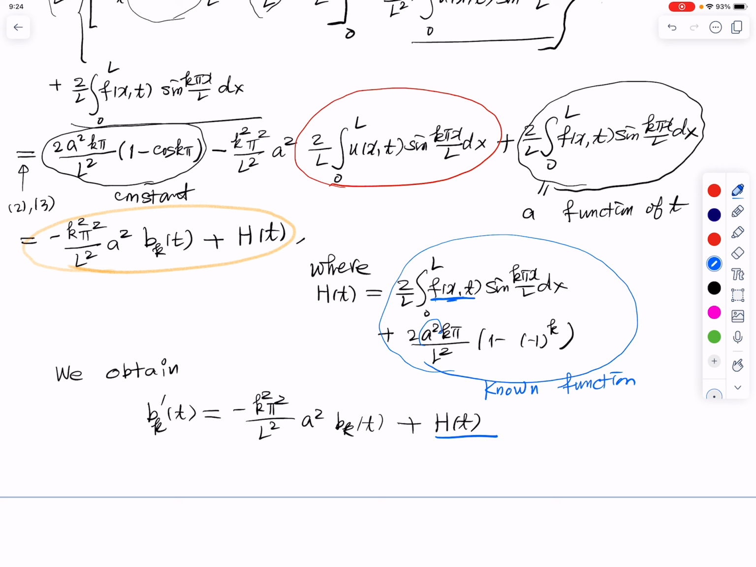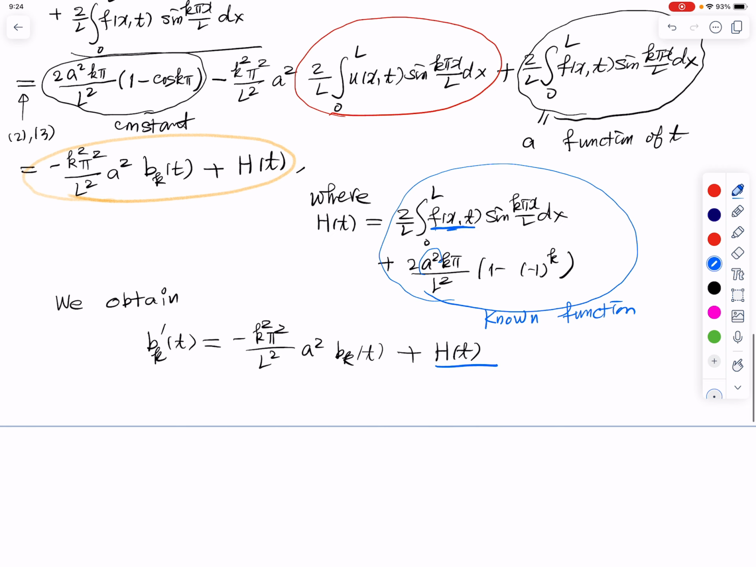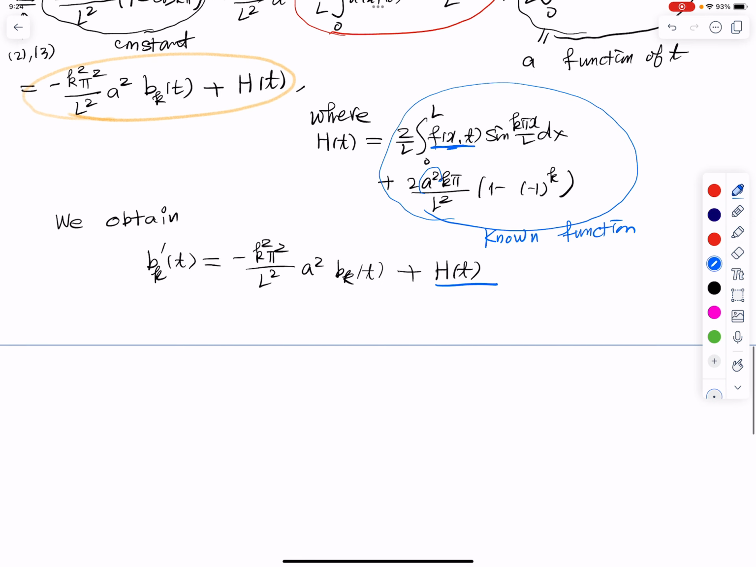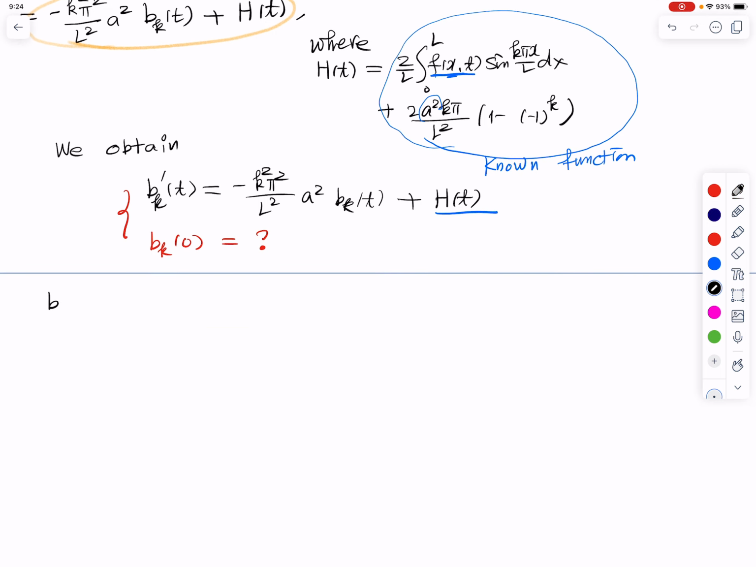The unknown is bk(t). So you have this first order differential equation, and we need one more condition to find the exact solution. This is not enough to solve. What condition do we need? I need the bk(0) condition. Once you have this, then we can solve this equation. So let me try to find bk(0).